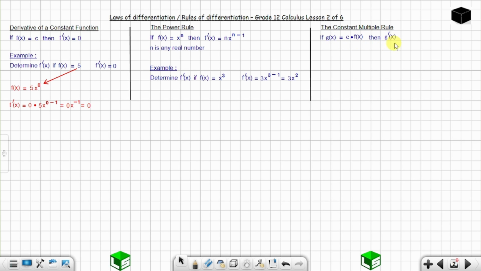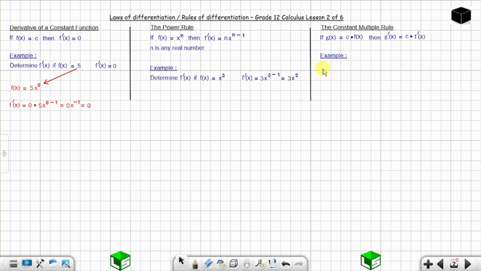g prime of x is equal to, you leave your constant, you isolate your constant. So you are going to leave it. You just take the derivative of the function. You are going to have c times the derivative of f of x, so it will be c times f prime of x. This is how you can take the derivative when you have a constant multiplied by another function. Okay, let's see an example.